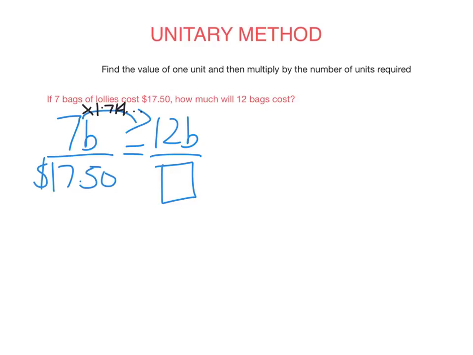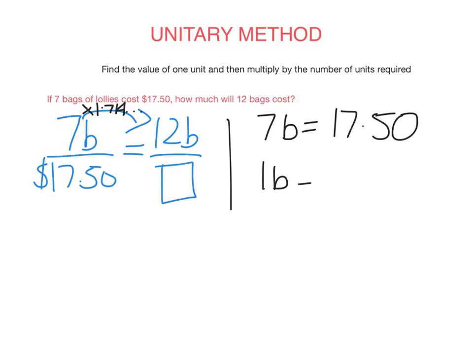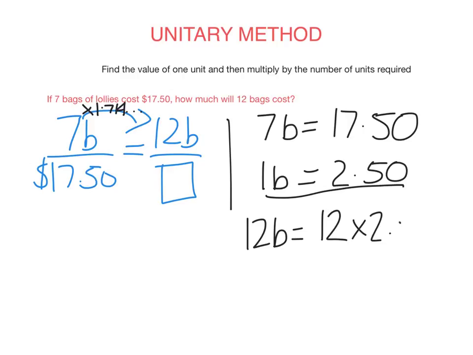So I would first figure out how much one bag of lollies costs and then just multiply it by 12. If 7 bags equals $17.50, for one bag I just divide $17.50 by 7, and I get $2.50. So one bag costs $2.50, and therefore 12 bags will cost 12 lots of $2.50, which is $30. I think that way is much, much easier to comprehend. Okay, let's look at another couple of examples.